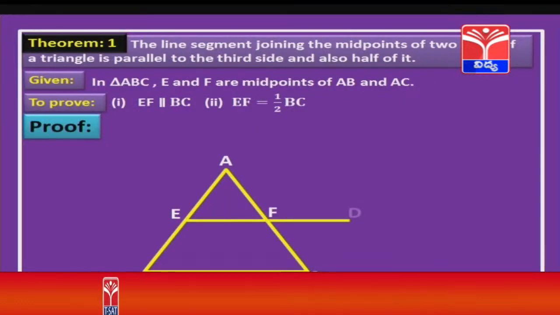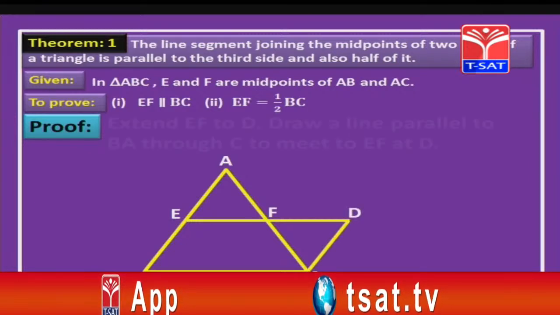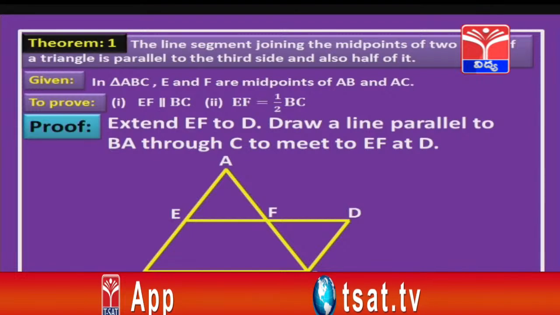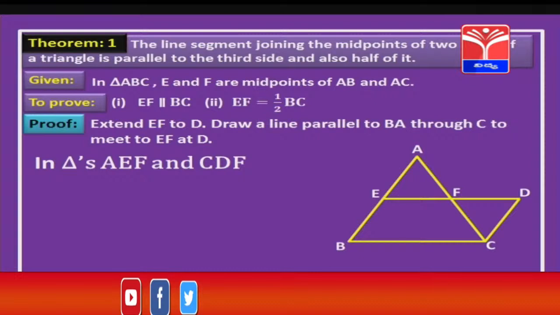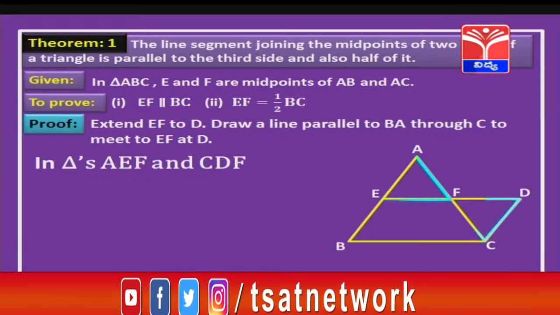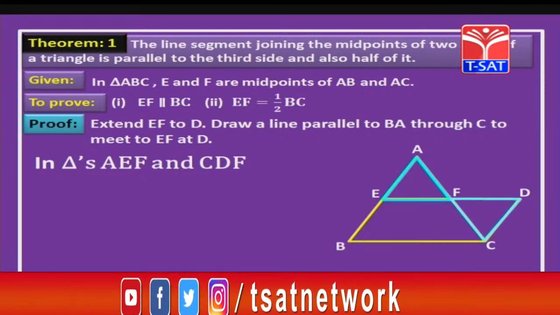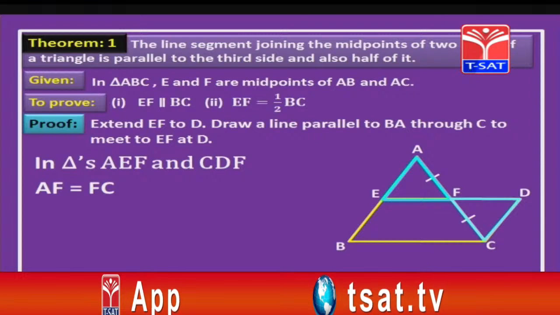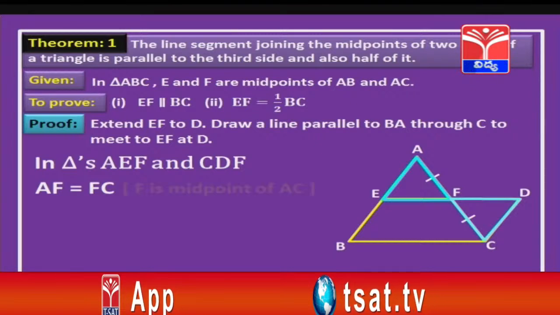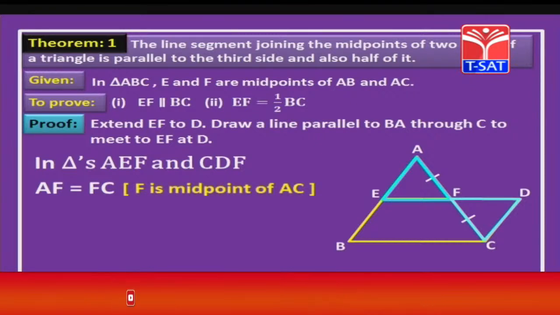So, for that we are going to extend EF to D and join CD, so that CD is parallel to BA. So, now let us consider triangles AEF and CDF. You can see these two triangles. In this triangle, if you notice, AF is equal to FC. But why are AF and FC equal, children? Because F is the midpoint of AC, that is why AF and FC are equal.